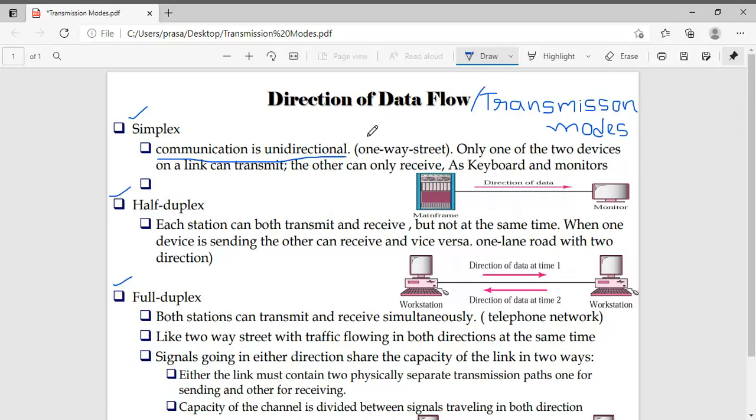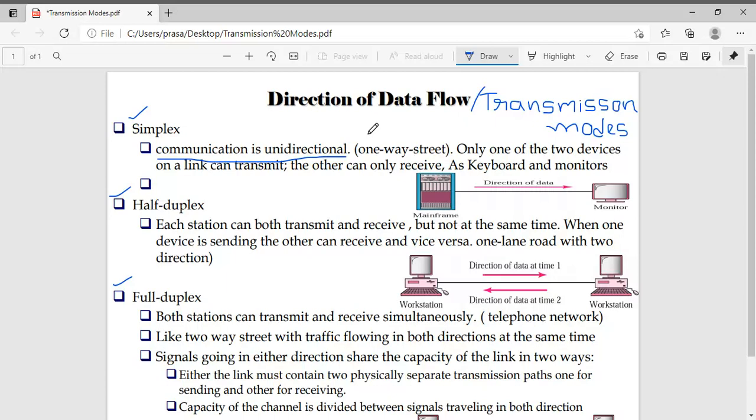Okay, coming to the first one, communication is unidirectional. That means data transmission is going to be on one way. Only one sender is available and one receiver is available. Sender has to send the data and receiver has to receive the data. Simple task. Okay, and we are not going to interchange the senders and receivers here. Sender is always sender. Receiver is always receiver.